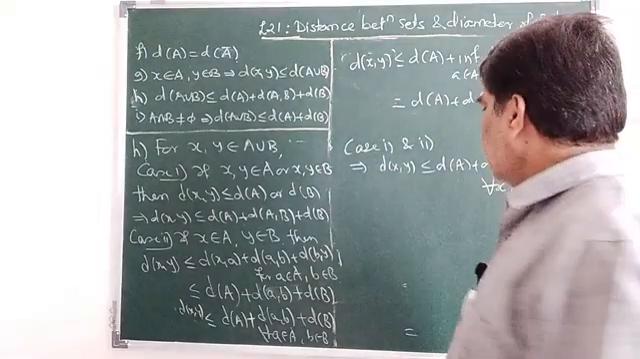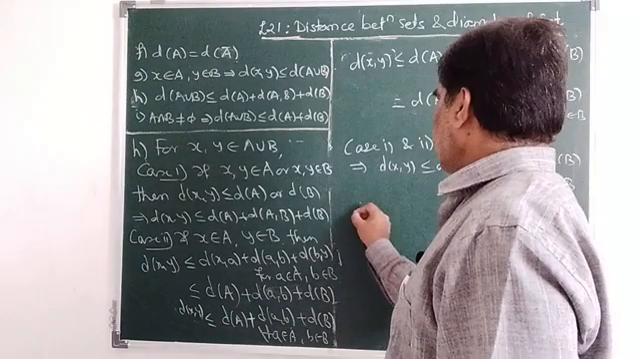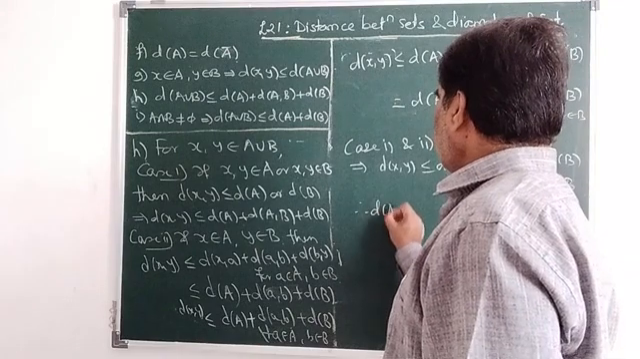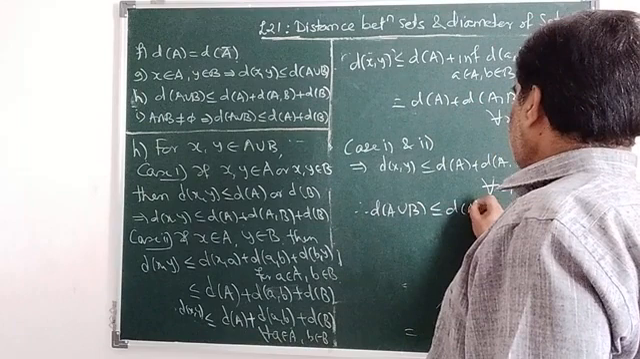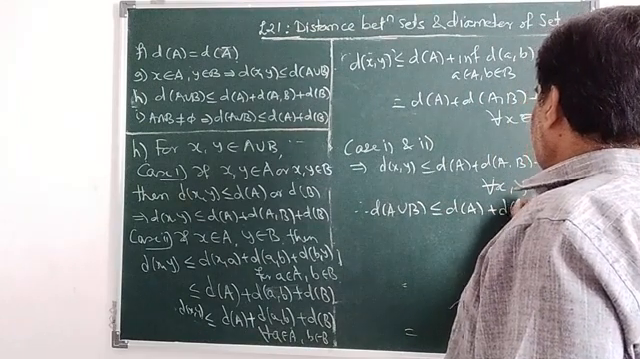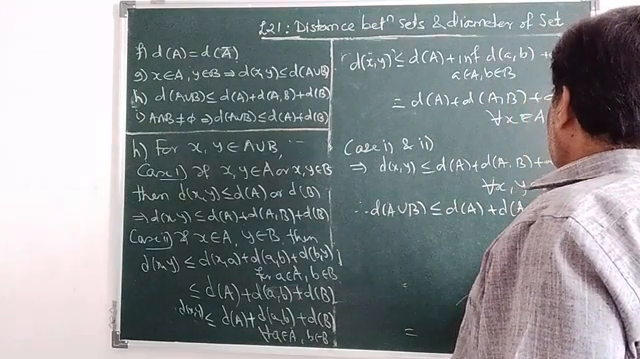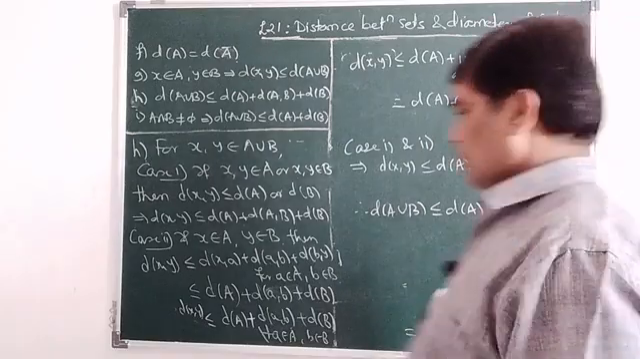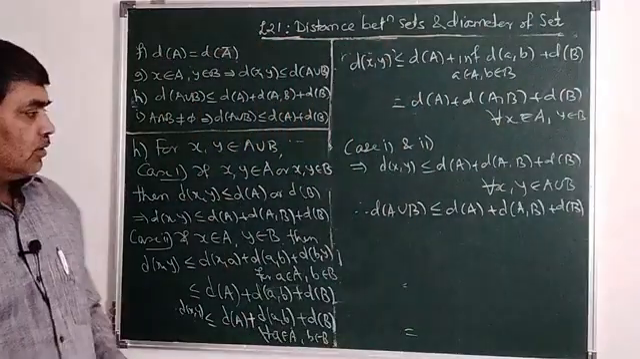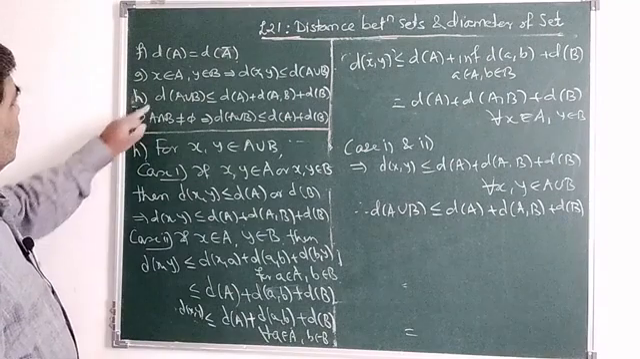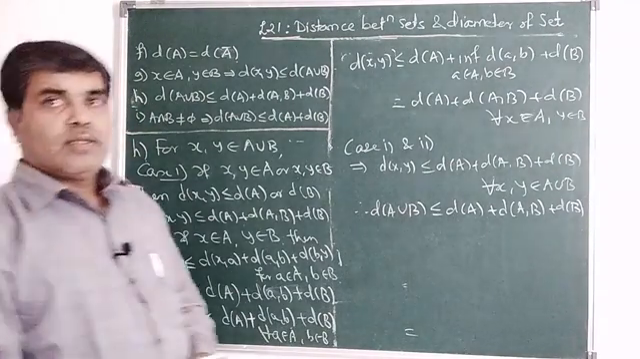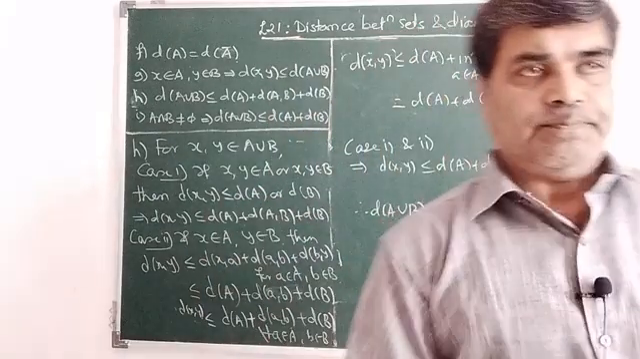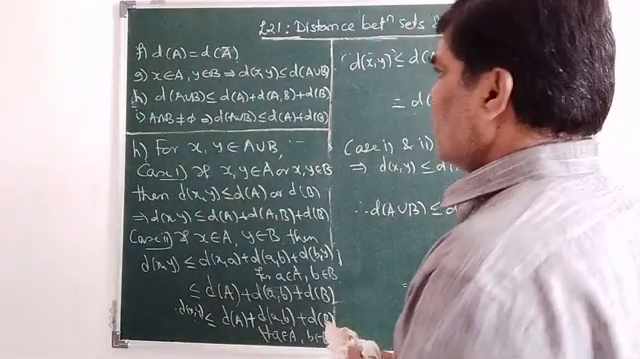Whatever those two points may be, and therefore the diameter of A union B must be less than or equal to the diameter of A plus the distance between A and B plus the diameter of B. Right? So thus H is proved. Now we have to prove G.